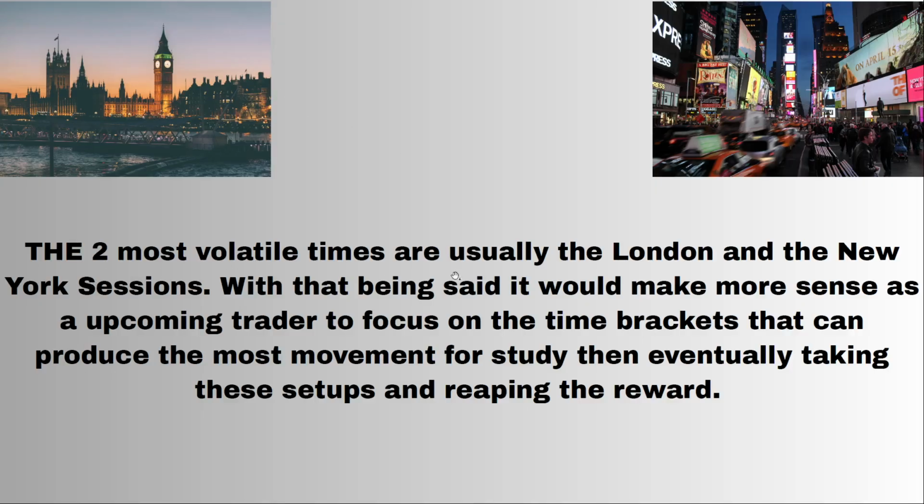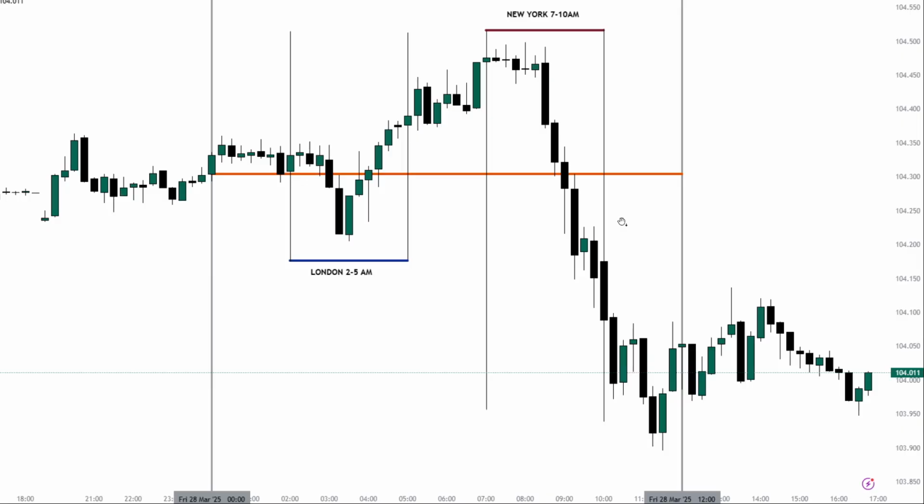The two most volatile times are usually the London and the New York sessions. I put up these photos. London, I've never been to London. New York here, yes, I've been in New York. With that being said, it would make more sense as an upcoming trader to focus on time brackets that can produce the most movement for study, than eventually taking these setups and reaping the reward. So we want to be trading in the most volatile trading opportunities or trading sessions, which is the London and the New York time zone. That's basically what this slide is saying.